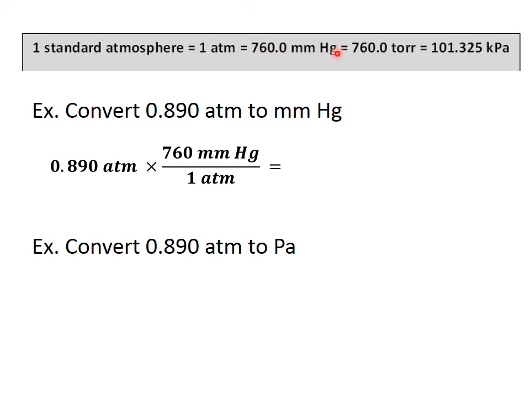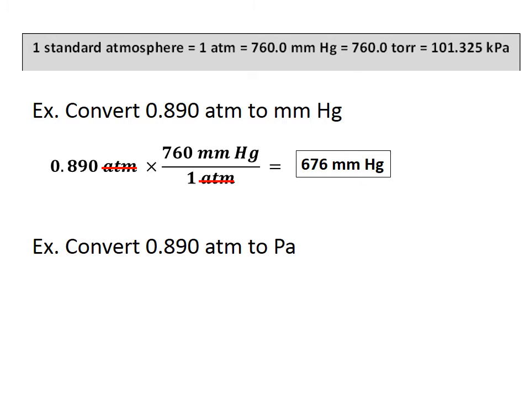This is what we determine from here. 760 millimeters of mercury is equal to 1 atmosphere. So here our atmospheres will cancel, which leaves us with the unit that we want, millimeters of mercury. We get 676 millimeters of mercury. In the second example, we want to convert the same 0.89 atmospheres to pascals.